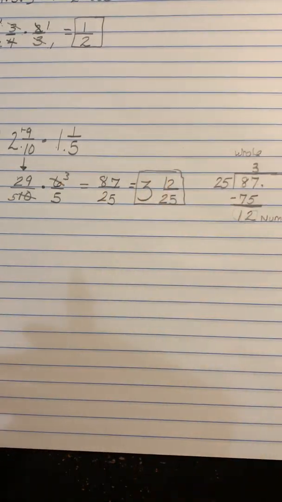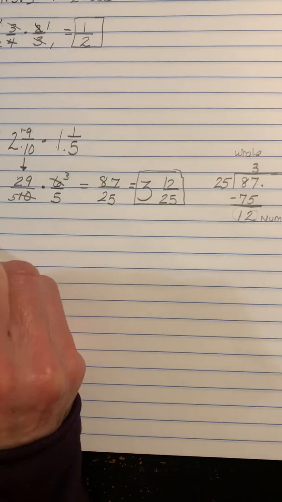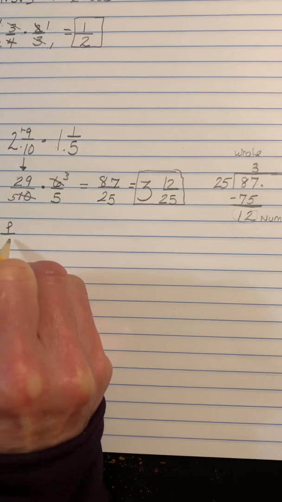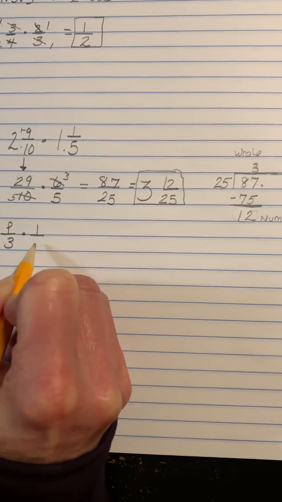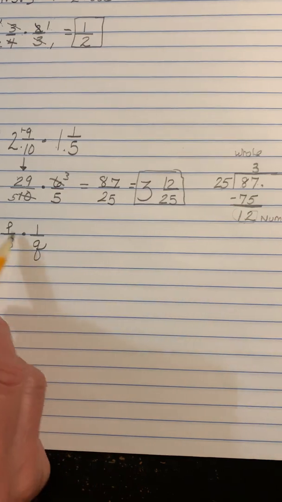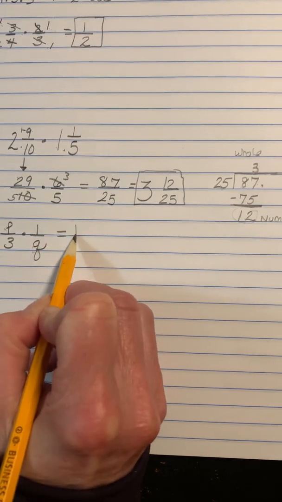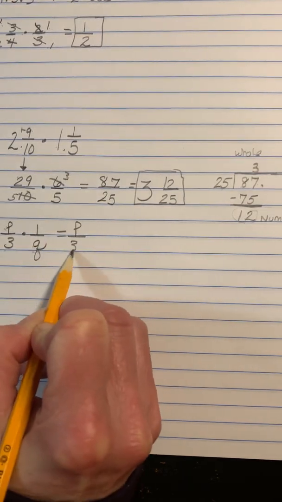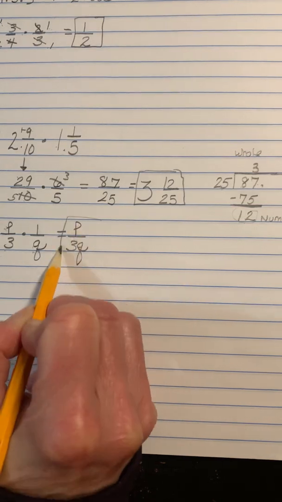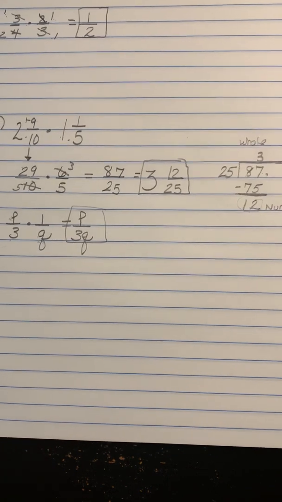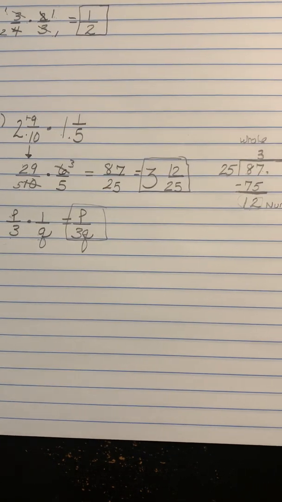Don't forget your negative rules. Then we get down to our algebraic. So 17 is our next one, and it's P over 3 times 1 over Q. I have nothing I can cancel because these are different, and nothing I can cancel here. So I'm just going to do P times 1, which is P, and 3 times Q, which is 3Q. And I'm done. And you're just going to move through the rest of the problems like that. Okay? Good luck with that. Make sure you check your answers.